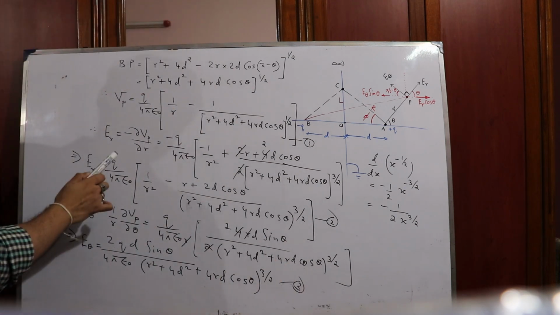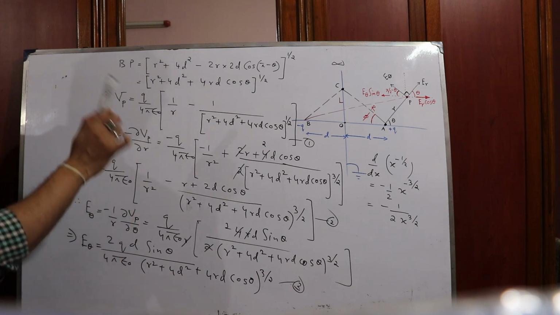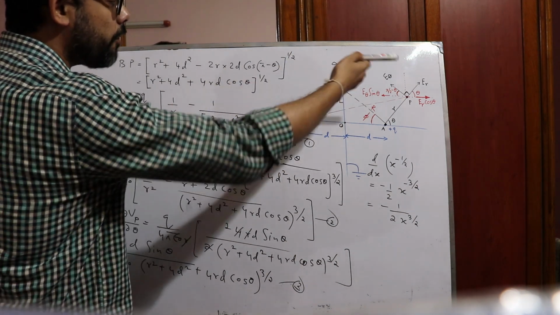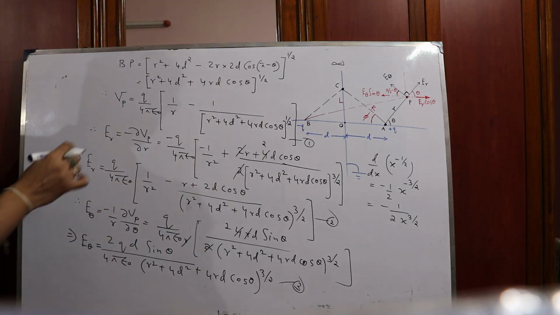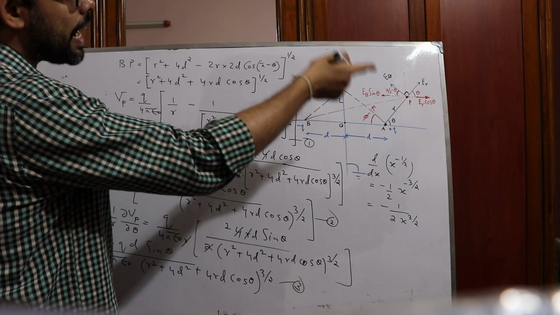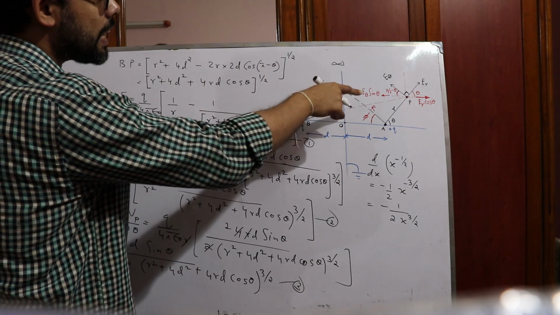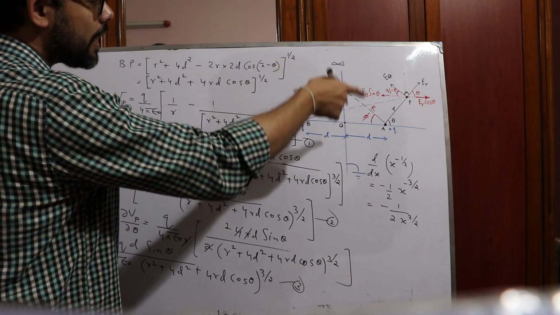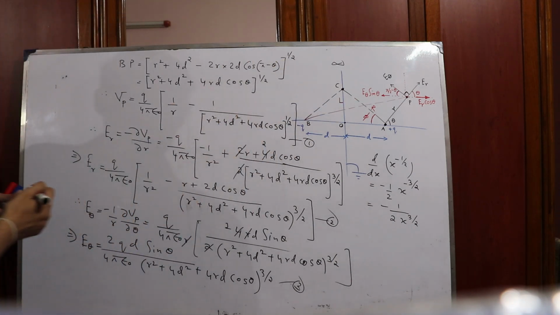Once I have got Er and E theta, I can find out the net electric field at the point P along the positive x direction. Once you know the electric field along x direction, Er cos theta i cap plus E theta sin theta minus i cap. So net field along x direction is Er cos theta minus E theta sin theta.